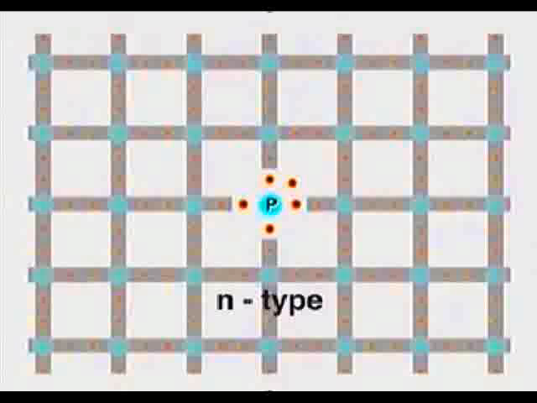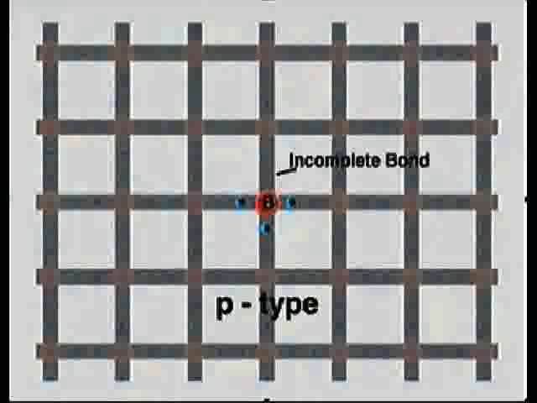This leaves 1 extra valence electron that will orbit the phosphorus atom in a Bohr-like orbit at a very low temperature, but will diffuse through the crystal at ordinary temperatures. A phosphorus atom is called an electron donor because it donates 1 extra electron to the silicon crystal. Because the phosphorus atom has 1 more proton than silicon, it has a net positive charge.